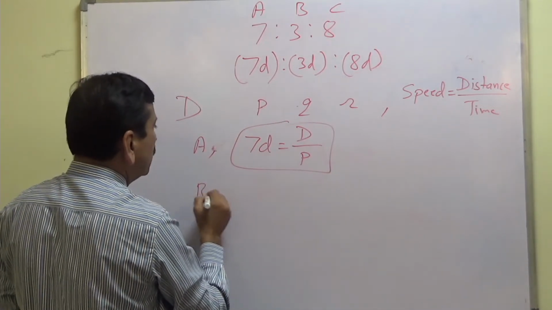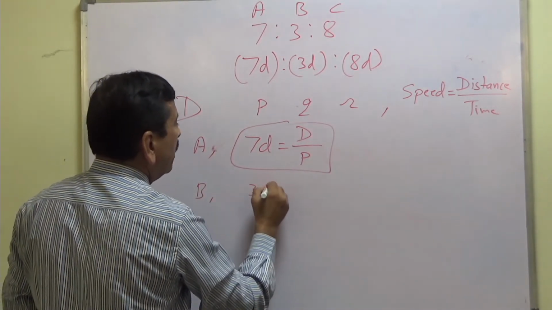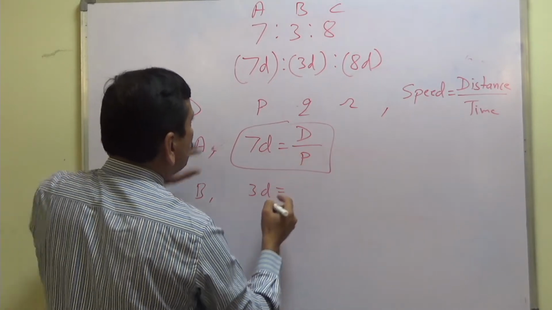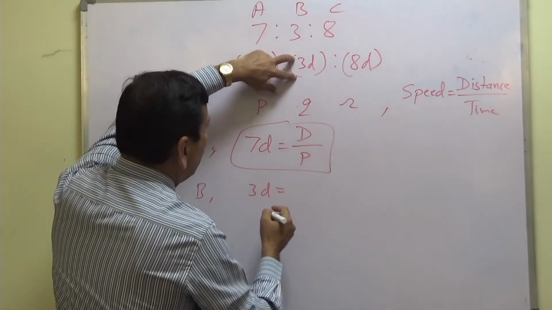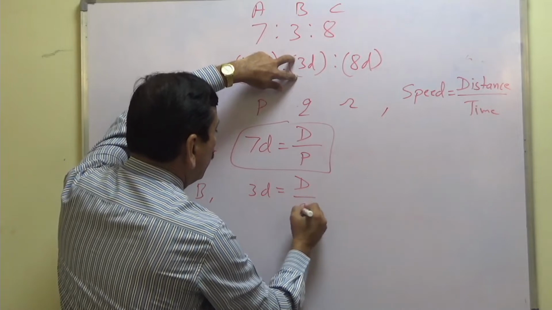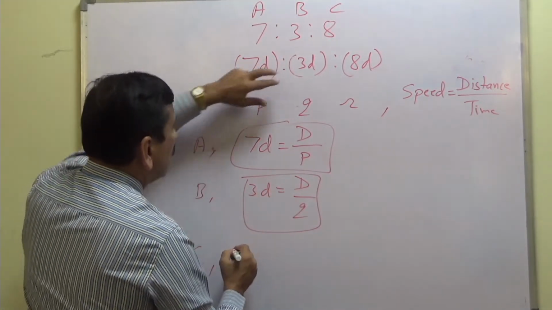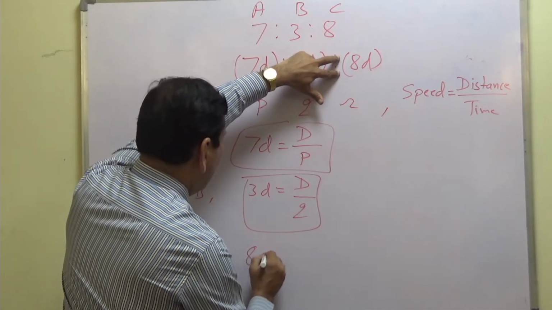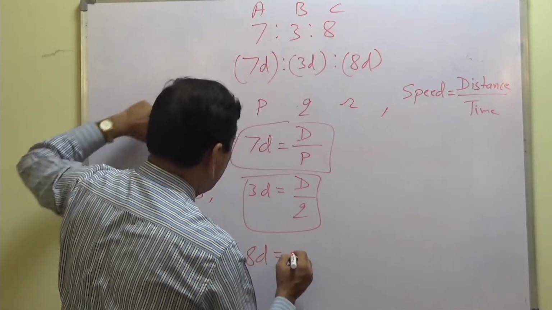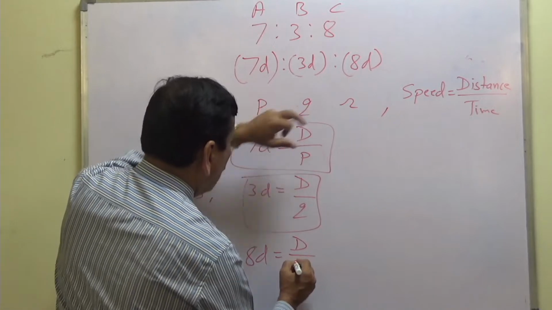Then for B, 3D is equal to distance upon time, which is Q. And for C, speed is 8D is equal to distance, capital D, upon time R.